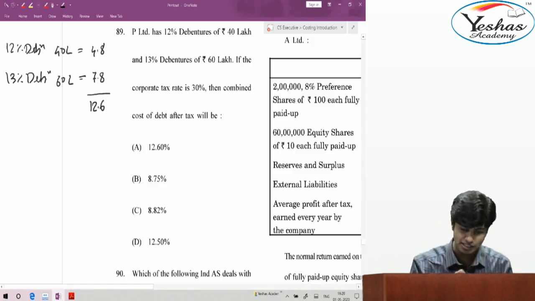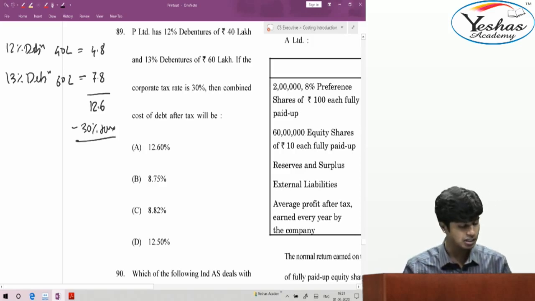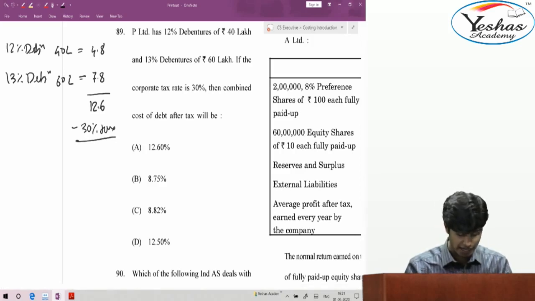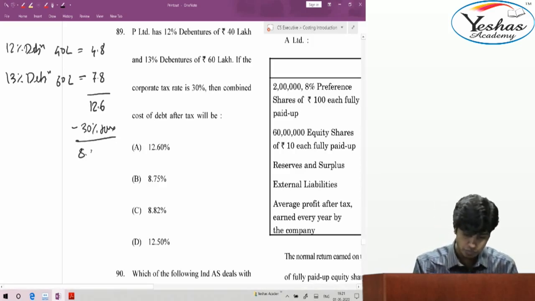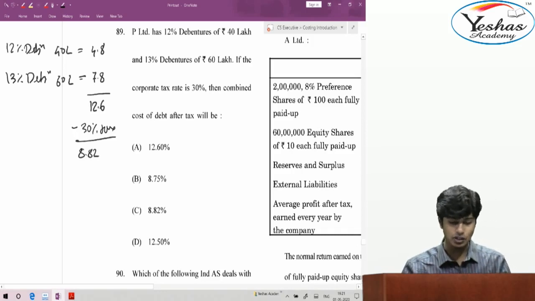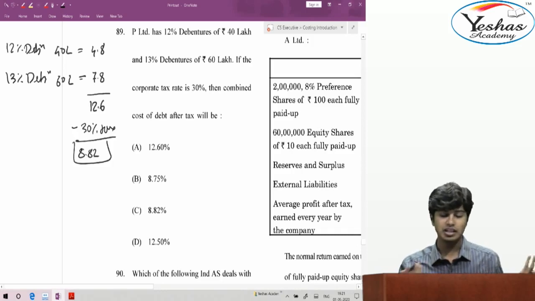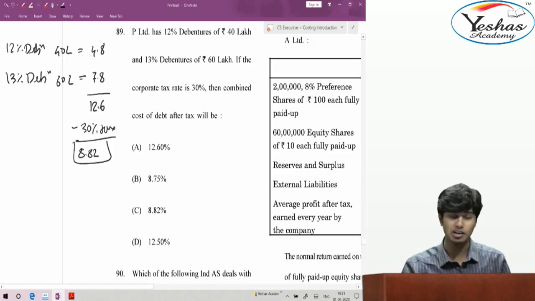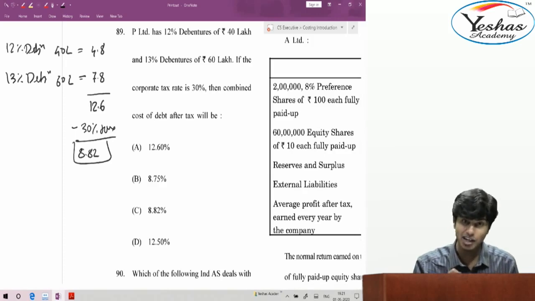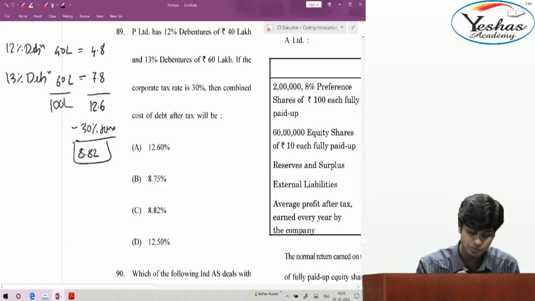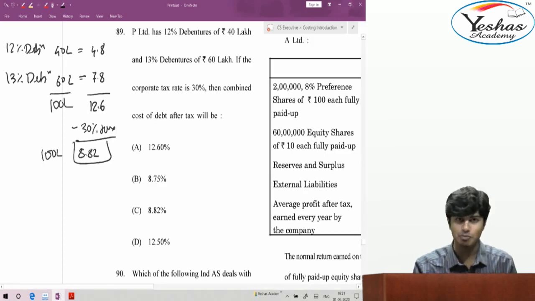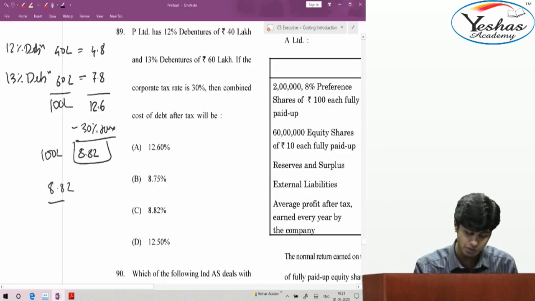So straight away, how much is the tax rate? 30%. I'll deduct 30% tax savings. That gives me net of tax, 12.6 minus 30%, which will give me 8.82. 8.82 is basically the combined after-tax cost of this particular item. That should be the answer. How do we get 8.82%? Simple. It is for 100 lakh, no? For 100 lakh, 8.82. How much is the percentage? It is simple. 8.82 divided by 100 into 100.